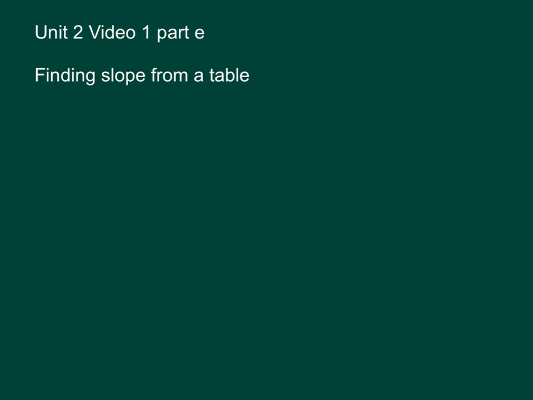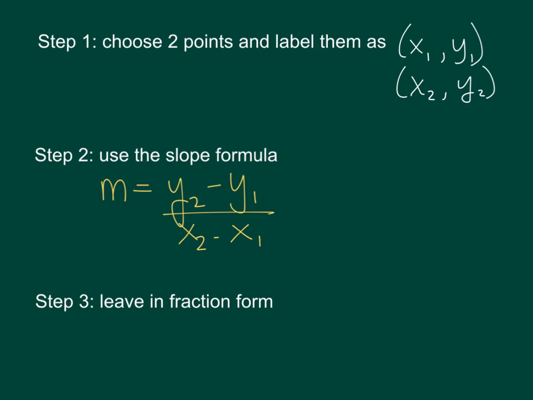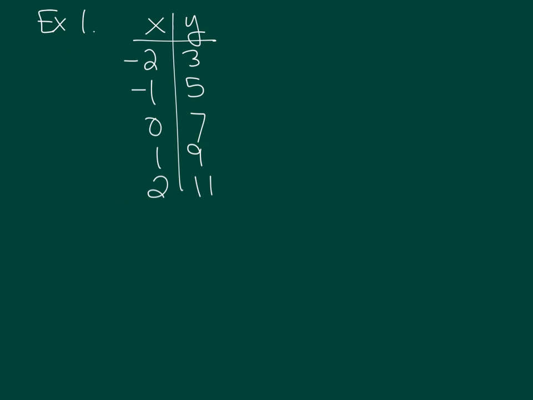All right, Unit 2, Video 1, Part E, Finding Slope from a Table. Three-step process. Step 1, choose 2 points and label them as x1, y1 and x2, y2. Step 2, use the slope formula, m equals y2 minus y1 over x2 minus x1. And step 3, leave in fraction form. All right, it doesn't matter which 2 points you pick. You can pick these first 2, you can pick these 2, whatever.